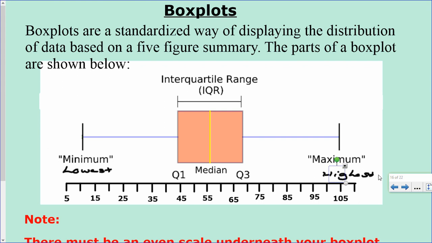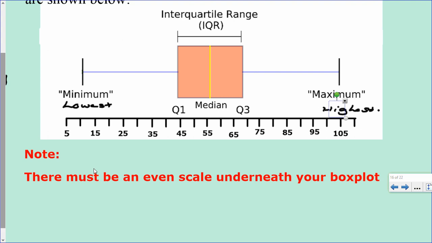Now notice here at the top, it's already showing you this box here is a picture representation of our interquartile range. That's the whole point of a box plot, to show us how spread out everything is. We can see it on a diagram. Now this part here down the bottom is important. Note, there must be an even scale underneath your box plot. Now if you're still using our jotters, and it's got squares, it's going to be much easier for you.